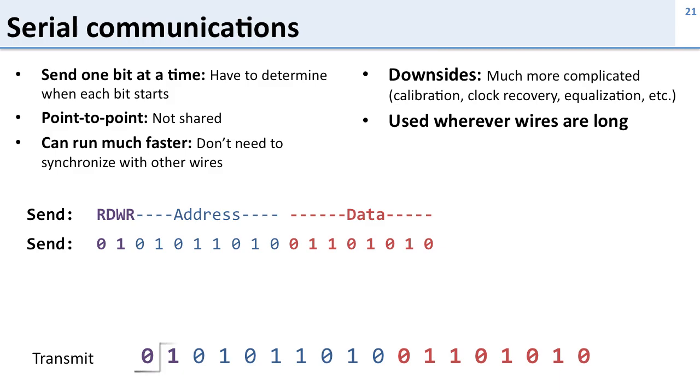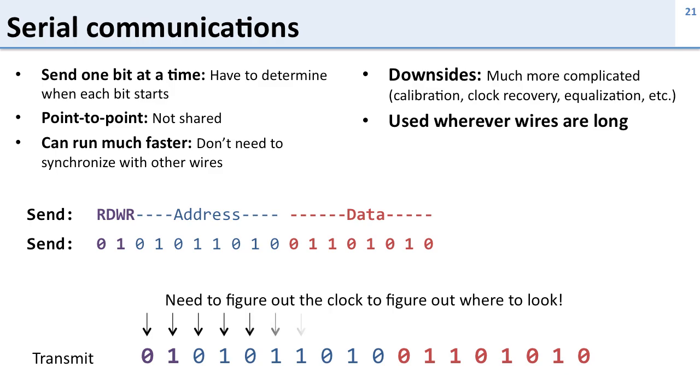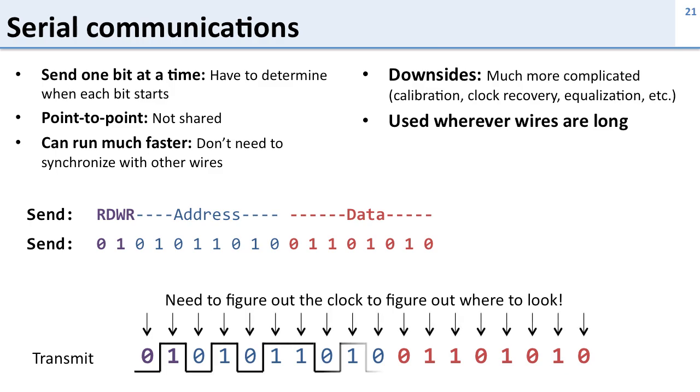And what is this going to look like? Well, we're going to have a signal that goes up and down over time. So instead of sending all of these bits at once, we're now sending them one after another. However, to understand this, we need to figure out the clock and figure out where to look. The receiver has to know where these bits are, so that it can look at that signal and get the data at the right time. This is a tricky thing to do that we're not going to talk about in this class, but people know how to make this work.